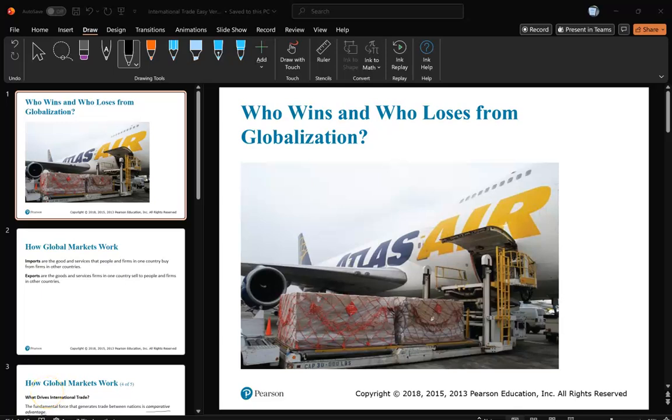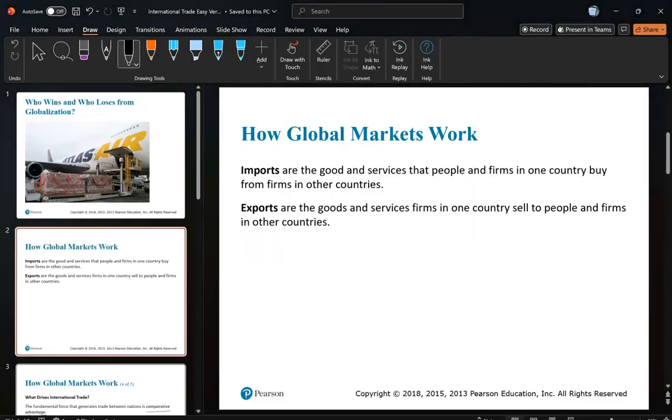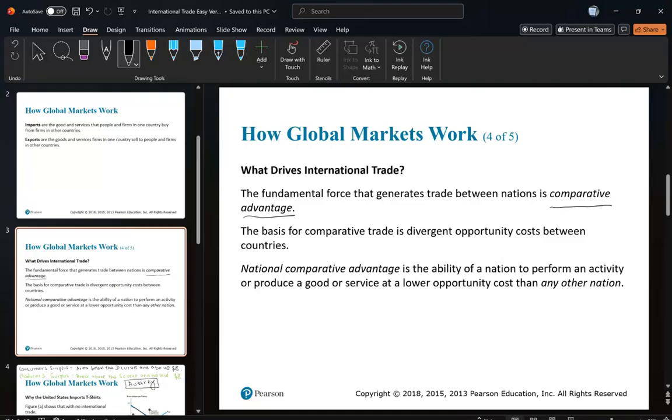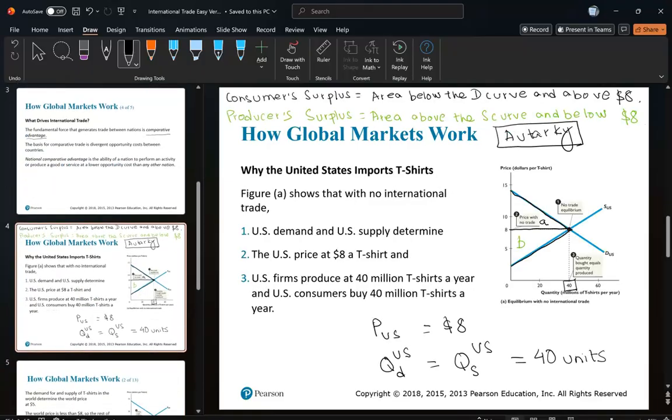In this section, we will look at who wins and who loses from international trade. Let's look at imports. Imports are what a country buys from another country, and exports are what a country sells to another country. We know the driving force behind international trade is comparative advantage or the lowest opportunity cost. This section we will look at why a country will import from another country.